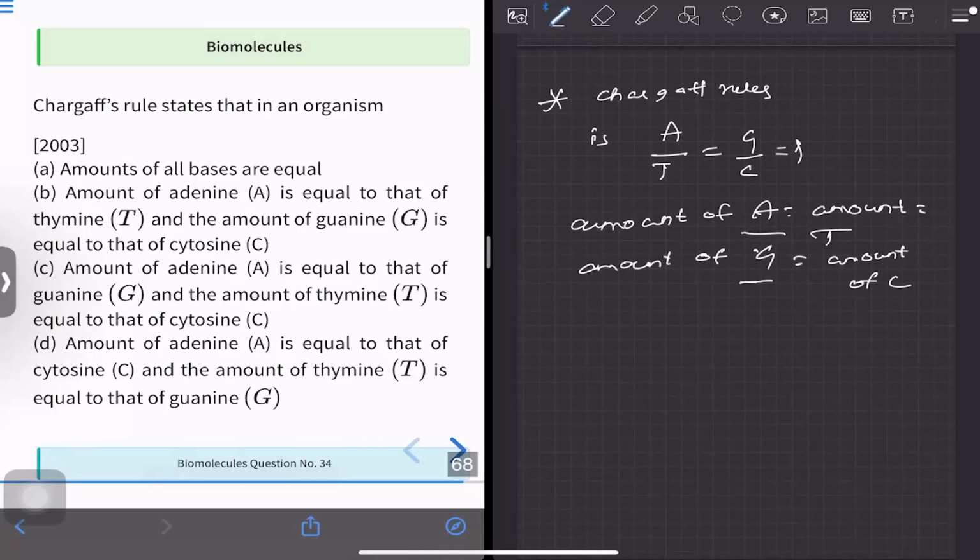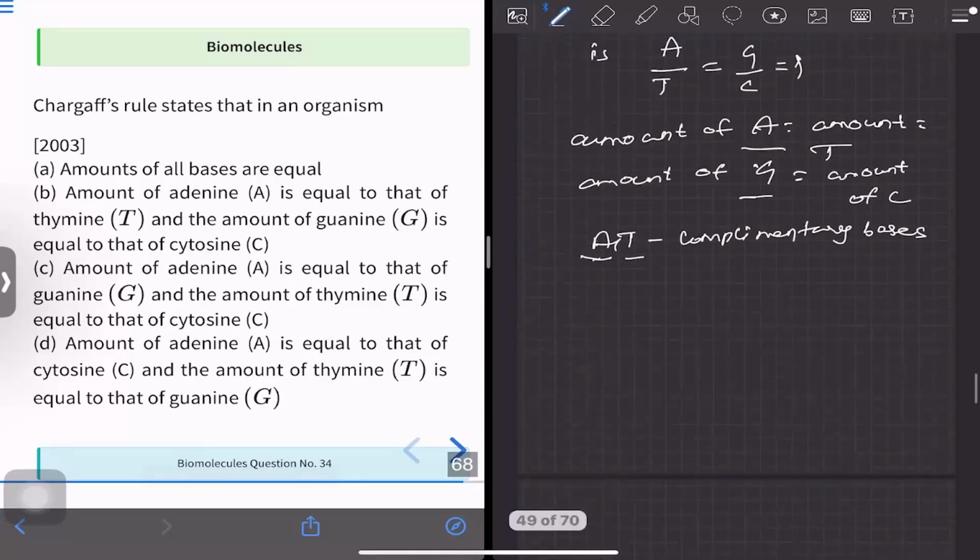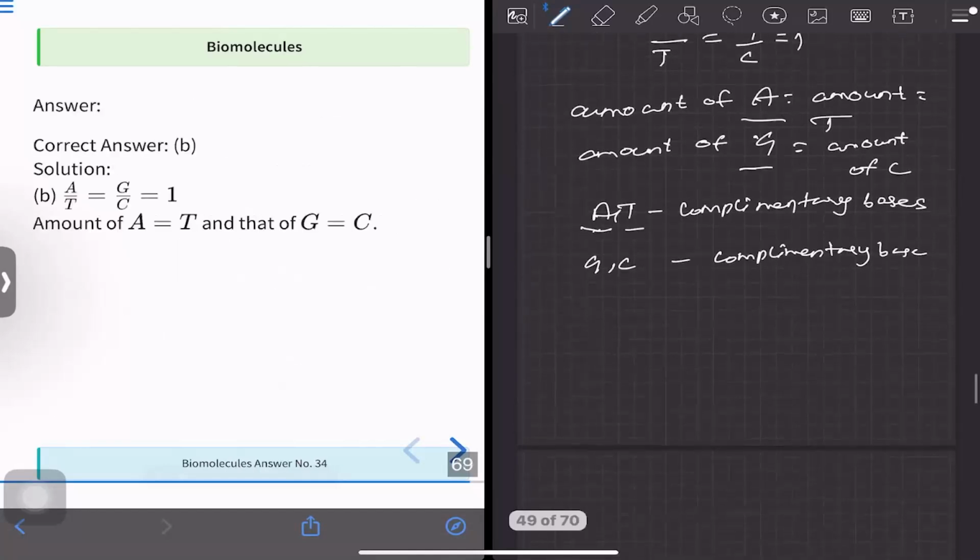Option B is correct because adenine and thymine are complementary bases. What is meant by complementary bases? Adenine only bonds with thymine and thymine only bonds with adenine. And guanine and cytosine are also complementary bases. Guanine bonds with cytosine and cytosine only bonds with guanine. So option B is the correct option.